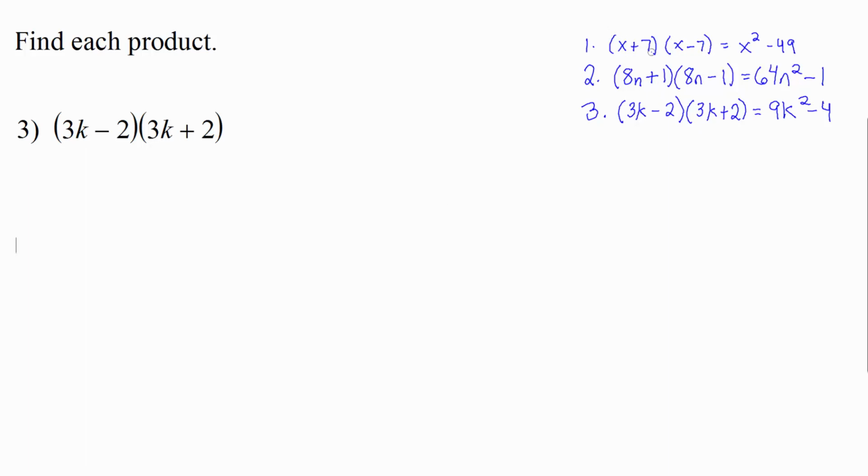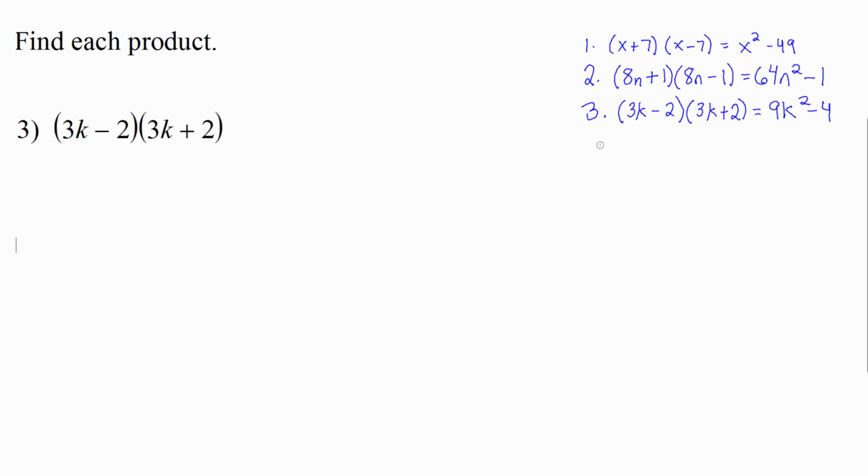What is happening here is that we have the same thing in each parentheses, but one has a plus sign and one has a minus sign. It doesn't matter which one is plus and which one is minus. For instance, here it's reversed. The minus came first and then the plus was second. All that matters is that the parentheses are identical except that they have different signs.